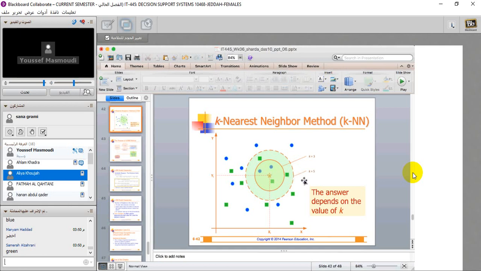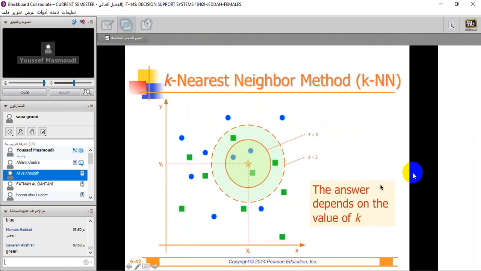So what you can remark here is that the result depends on the value of k. Okay, it depends on the number of neighbors you took. When we took 3 neighbors the classification was blue, if we took 5 neighbors the classification was green. So this is one of the criticisms of the KNN algorithm. Okay, let's continue. So the answer depends on the value of k.